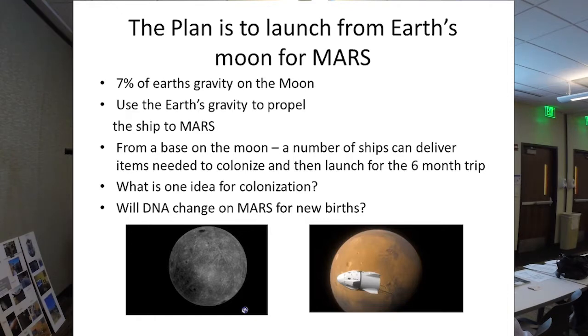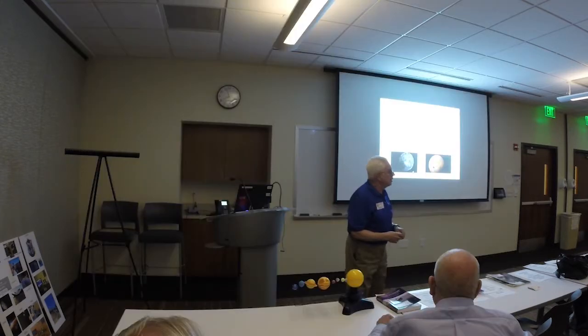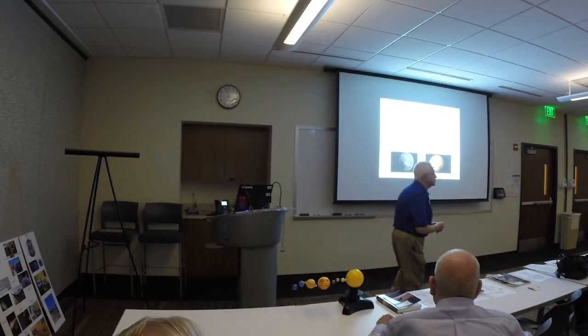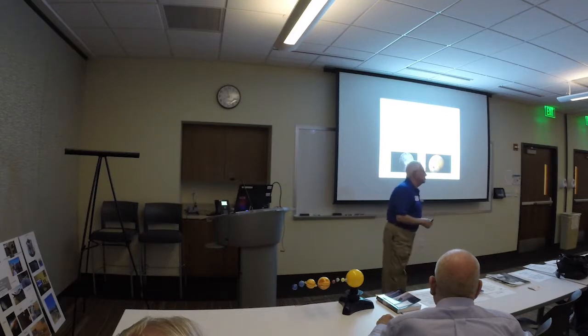Here's the red planet that they want to colonize, and we're going to be talking about that next. Here's the moon. There's been a lot of DNA change work done. You're familiar with our astronaut who was up on the space station for 50 weeks, not 52. When he came back, there were 14 changes in his DNA, protein changes in the DNA.